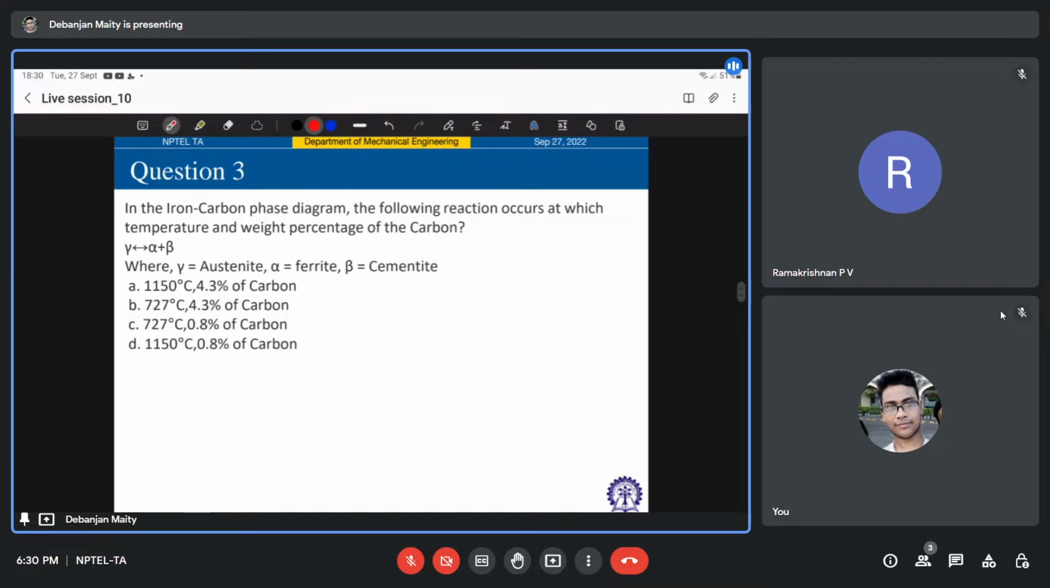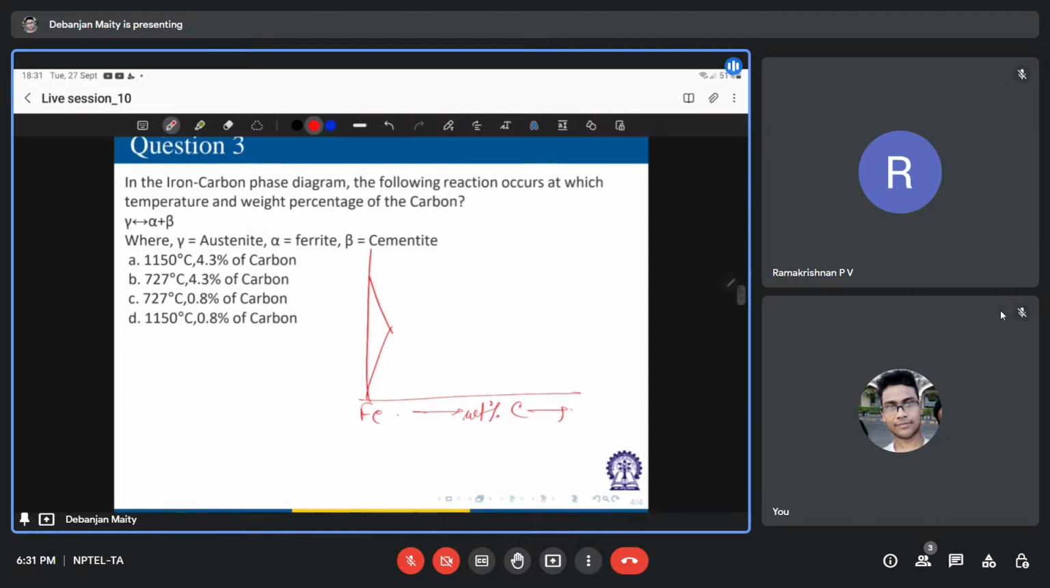So this is a simple objective question which asks what happens during the eutectoid reaction. As I was saying, in your eutectoid reaction, if you see the phase diagram, this is what percent of carbon, and this is Fe, and towards the right side the carbon percentage is increasing. And I'm taking only the eutectoid portion.